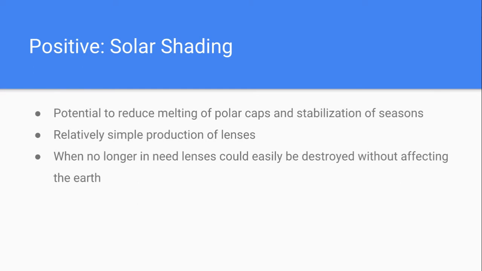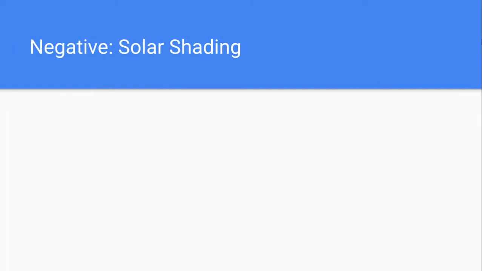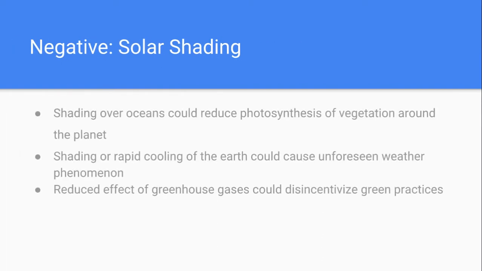The positives of solar shading are the potential to reduce melting of polar ice caps and stabilization of the seasons. This would obviously be nice for everybody who likes to enjoy a nice spring and fall. A relatively simple production of lenses, and when no longer needed, they could easily be destroyed without affecting the Earth. The negatives are shading over oceans could reduce photosynthesis of vegetation, which is obviously a really bad thing. Shading or rapid cooling of the Earth could cause unforeseen weather phenomena.